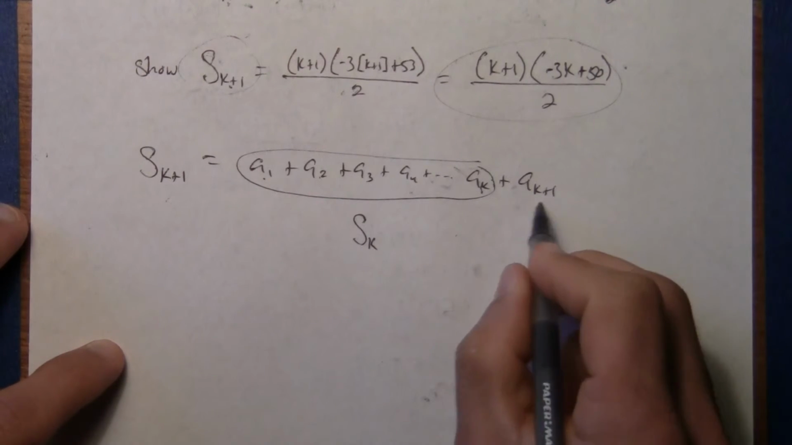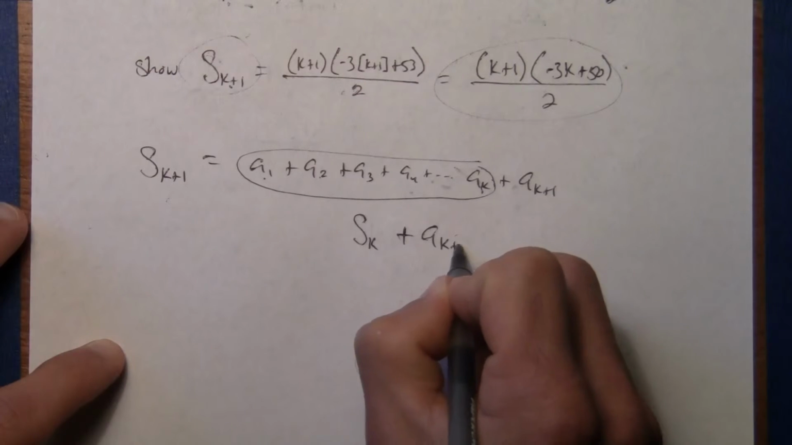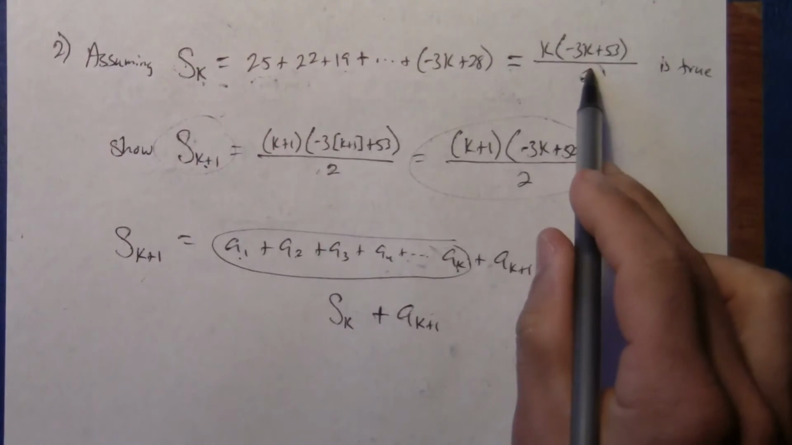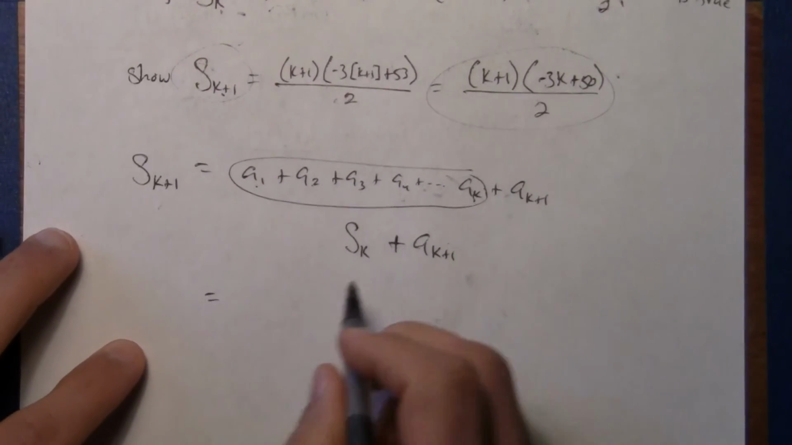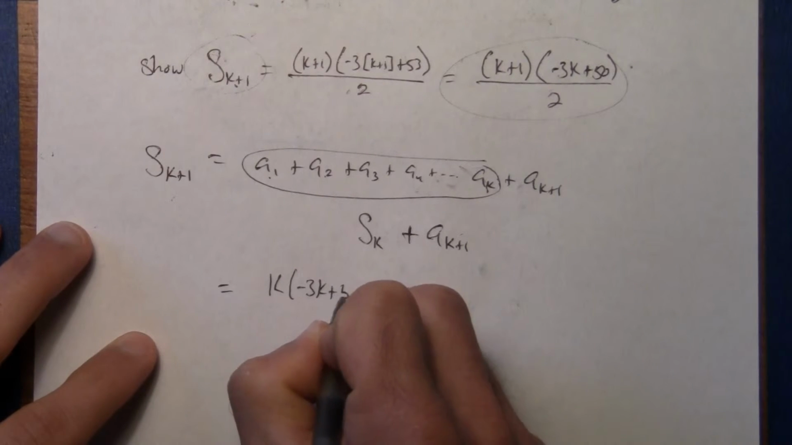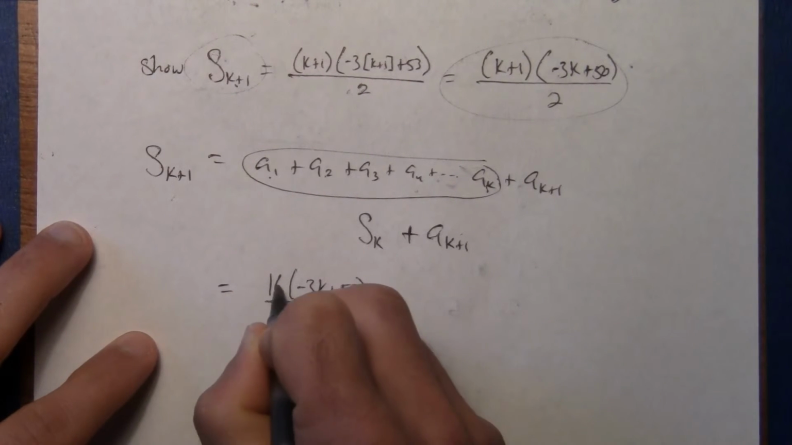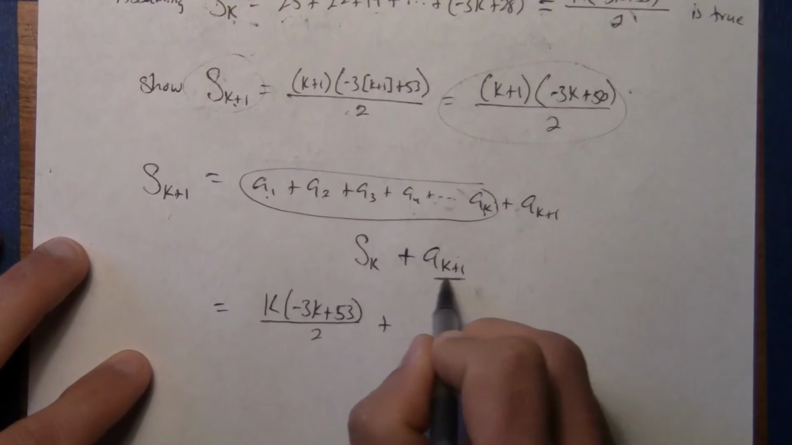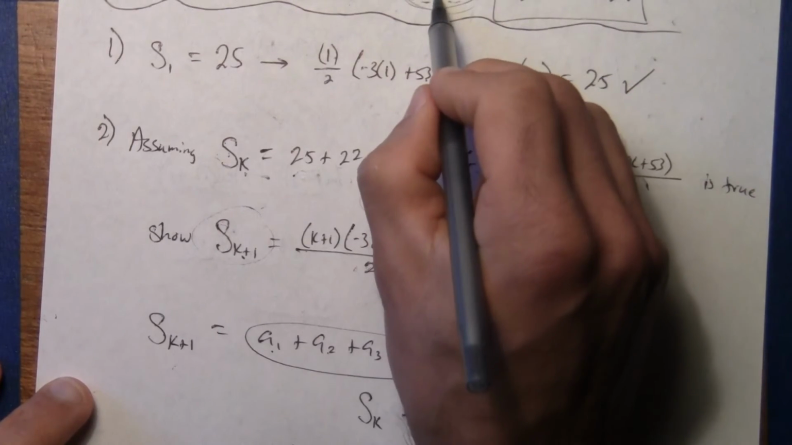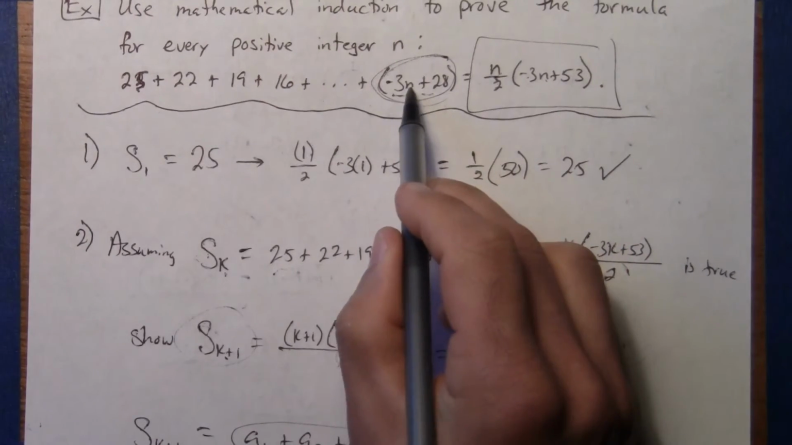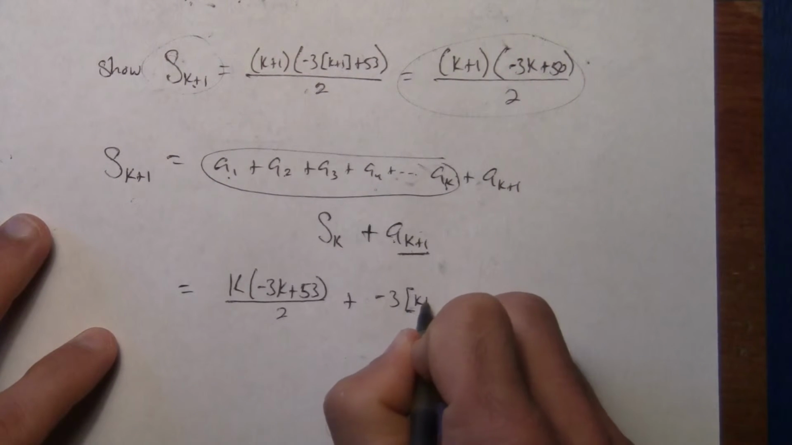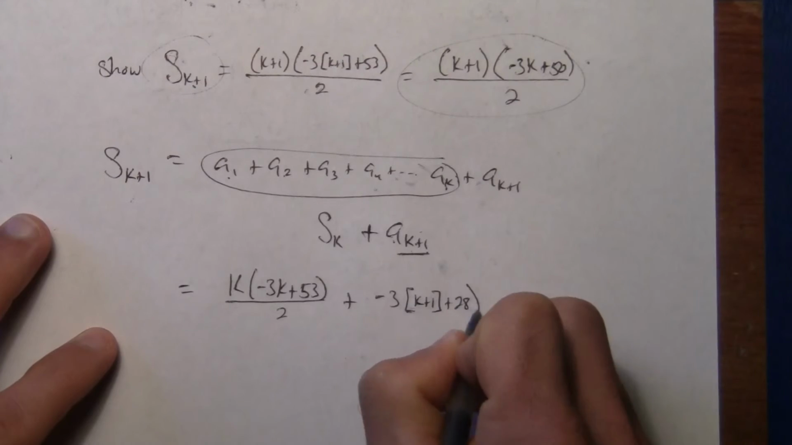That's S sub k plus, I still have this A sub k plus 1, the k plus 1 term. I know what this is. We assumed it to be this. So I can just simply say this is equal to S sub k, which is k times negative 3k plus 53 over 2 plus, remember this is a term number, A sub k plus 1. This is how I get the term numbers. If I plug k plus 1 in here, I'm going to get negative 3 times k plus 1 plus 28. So negative 3 times k plus 1 plus 28.